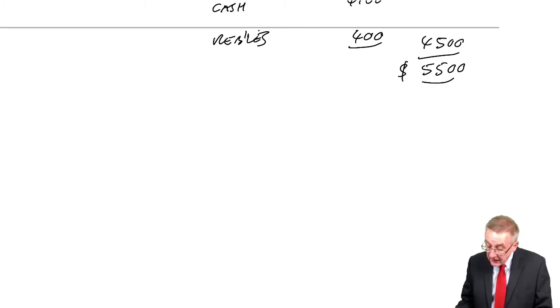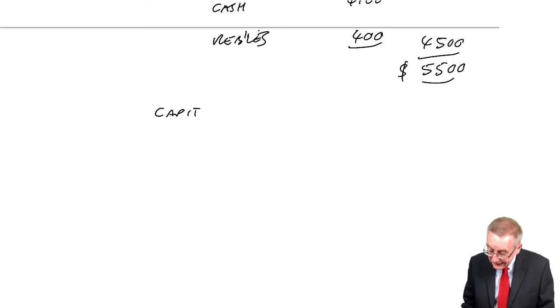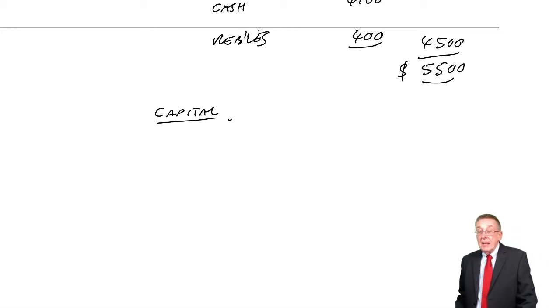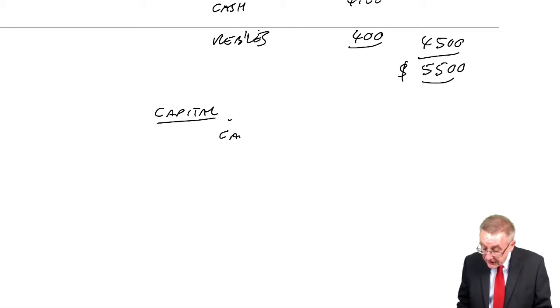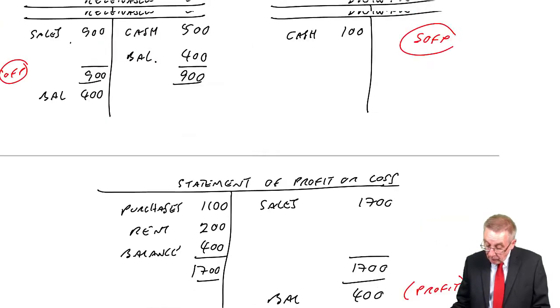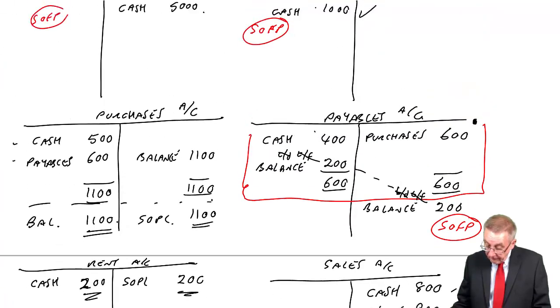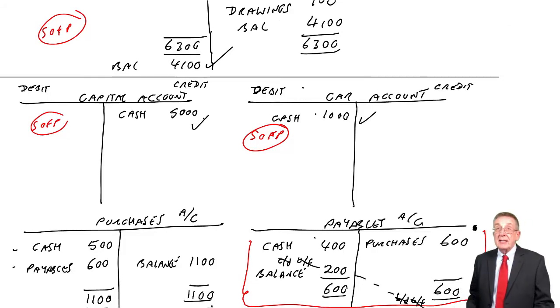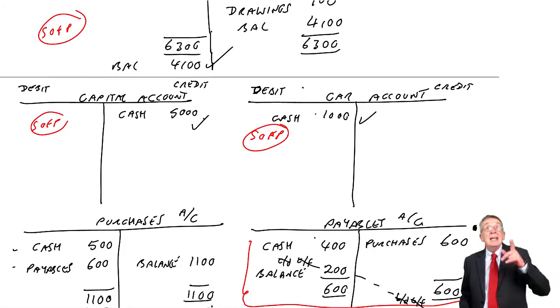What does the business owe? What about capital? From the capital account itself, I think there was a balance there. Yes, we've left the balance there, 5,000 listed.